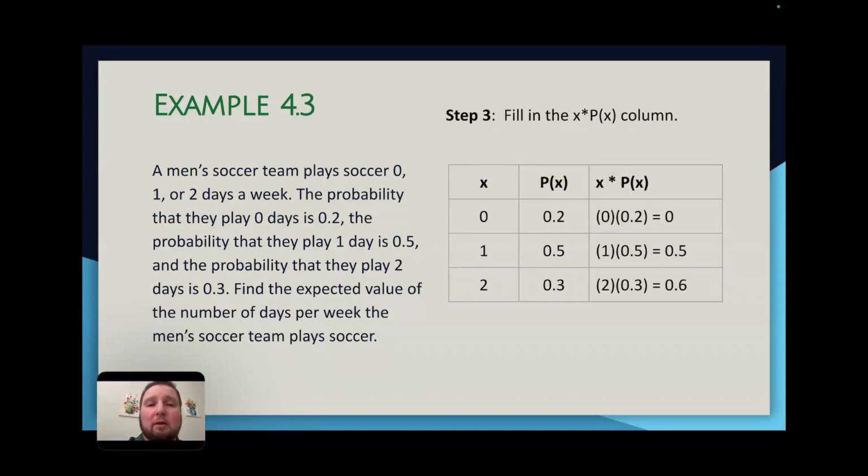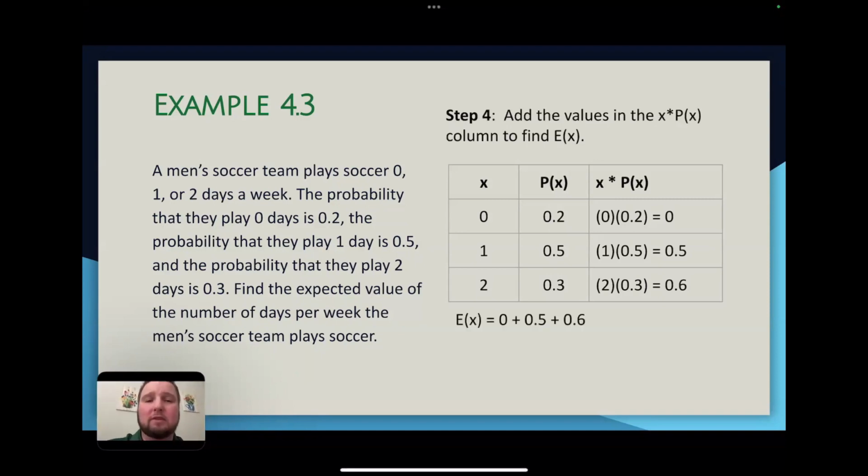The next step, our formula says, just add those values together. So if we add down that last column, 0 plus 0.5 plus 0.6, gives us an expected value of 1.1 days per week. So if we were to look at the number of days per week that this soccer team played over a long period of time, we'd expect an average of 1.1 days per week.